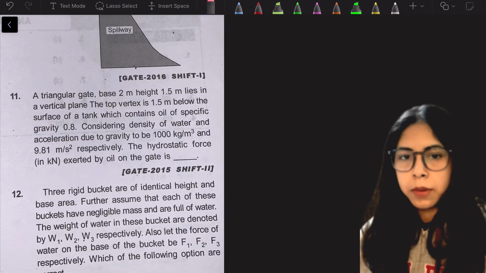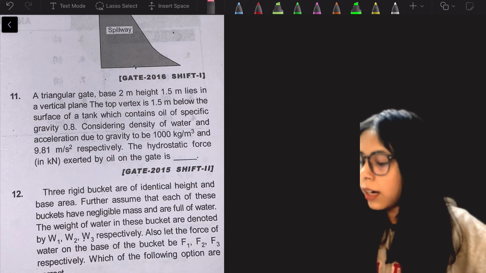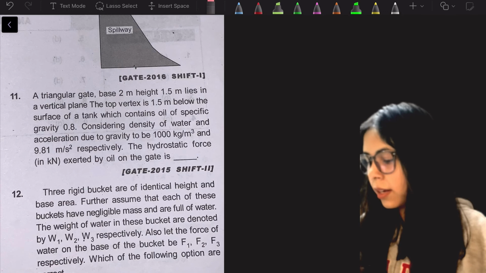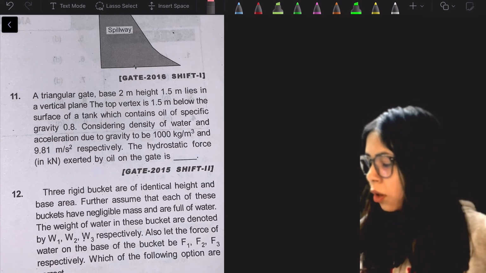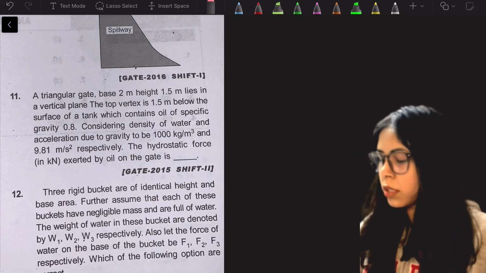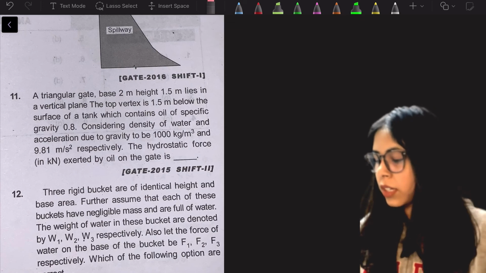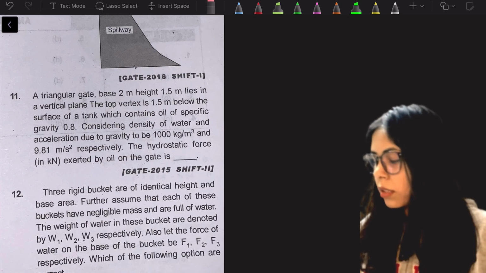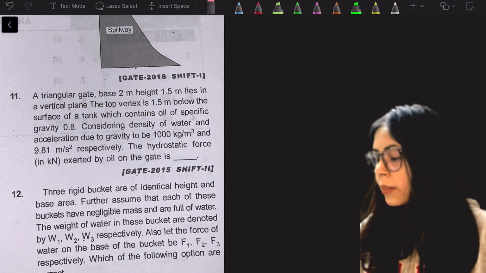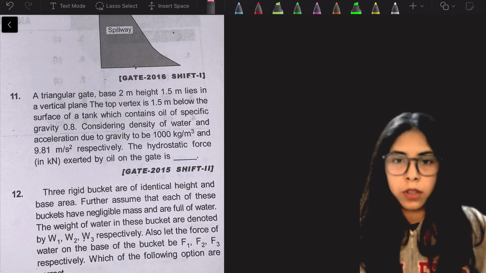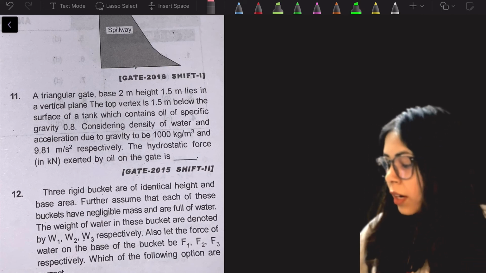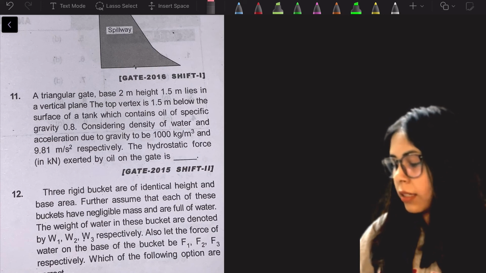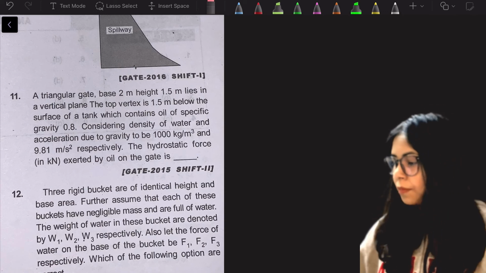So let's see the question number 11, which is a triangular gate of base 2 meter, height 1.5 meter, lies in a vertical plane. The top vertex is 1.5 meter below the surface of a tank which contains oil of specific gravity 0.8. Considering density of water and acceleration due to gravity to be 1000 kg per meter cube and 9.81 meter per second square respectively, the hydrostatic force in kilonewton exerted by oil on the gate is.